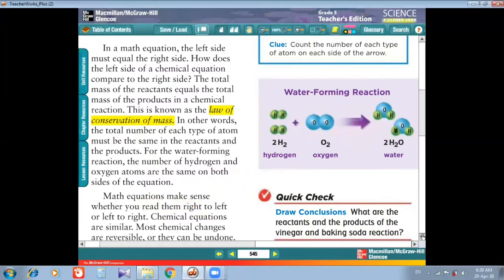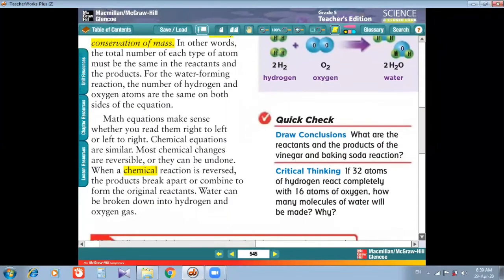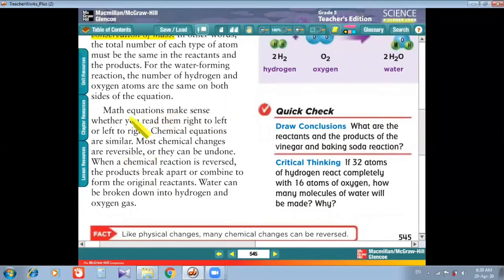Math equations make sense whether you read them right to left or left to right. Chemical equations are similar. Most chemical changes are reversible, or they can be undone. It means most chemical reactions are reversible. Either you read it from the right side or from the left side, they are the same. When a chemical reaction is reversed, the products break apart or combine to form the original reactants. Water can be broken down into hydrogen and oxygen gas.